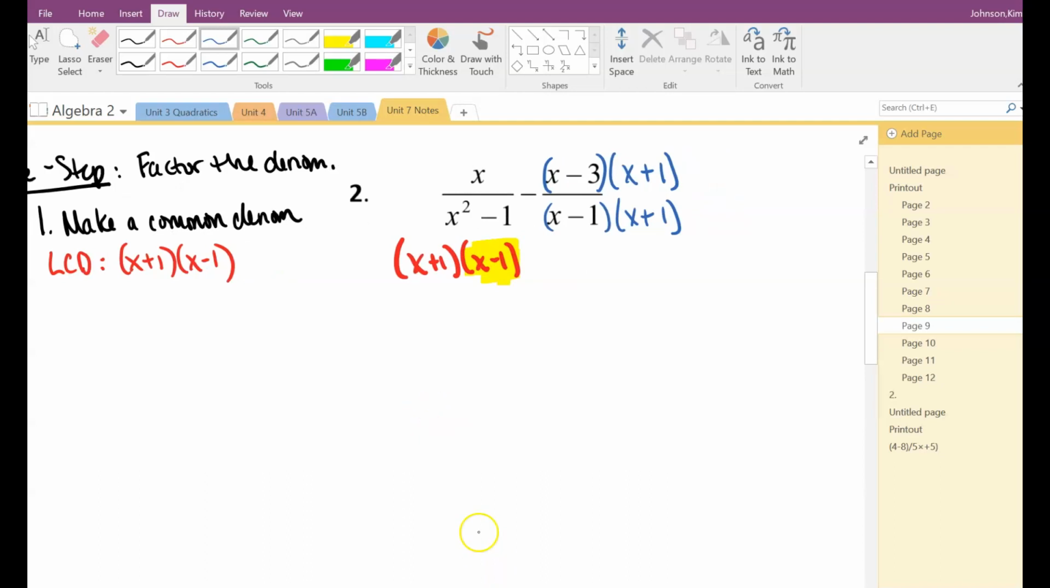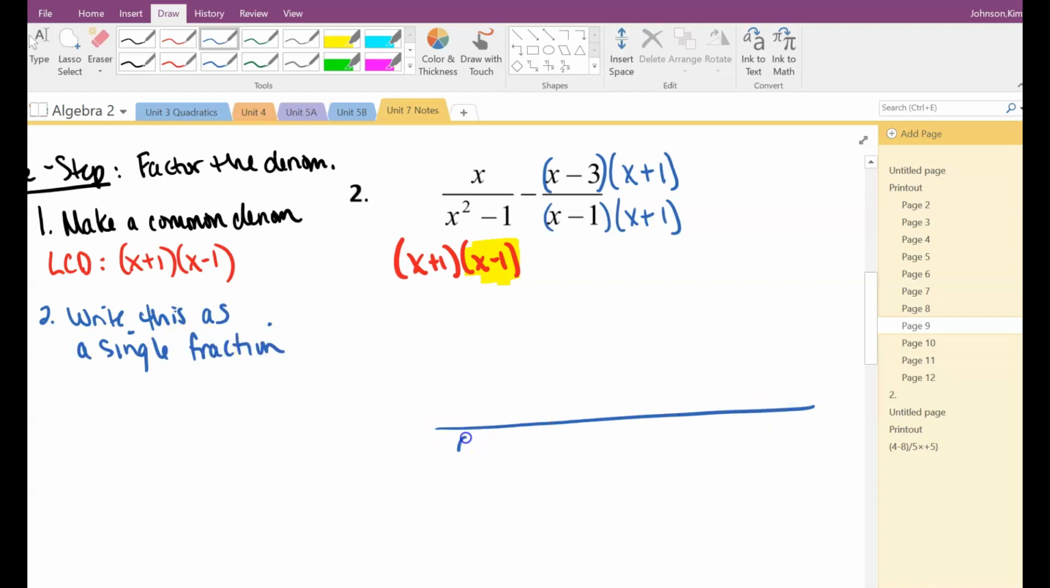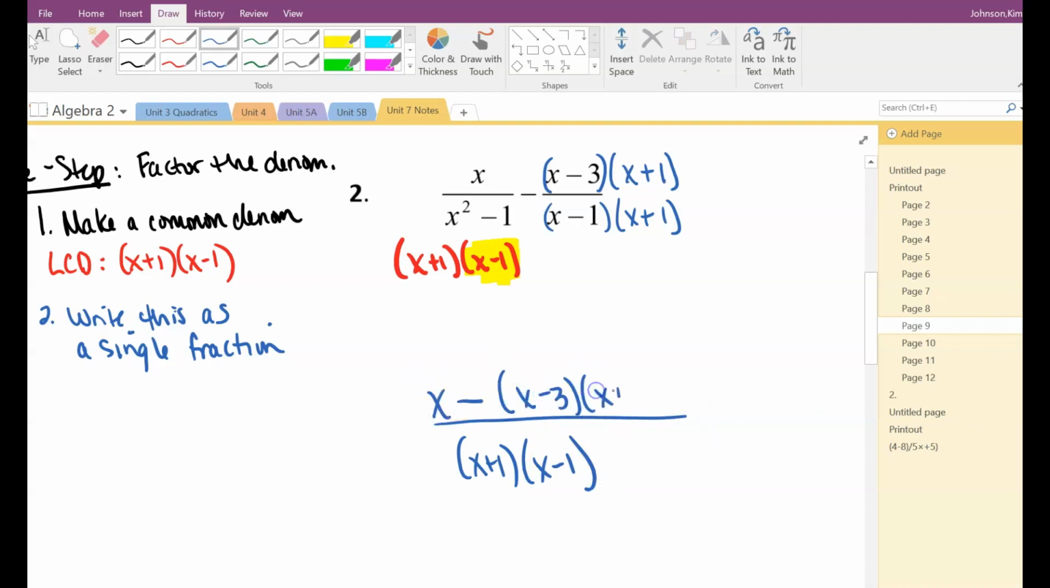So now I can go ahead and write this, right? So we're going to go ahead and write this as a single fraction. Now that I have that common denominator, right? So it's all over x plus 1 times x minus 1. That might have been too big of a fraction bar. And I have x minus the quantity x minus 3 times x plus 1.